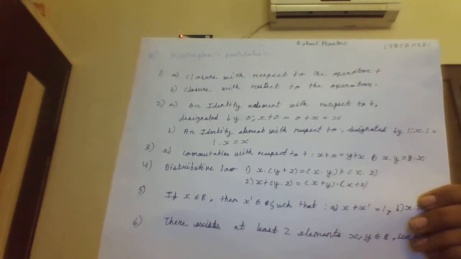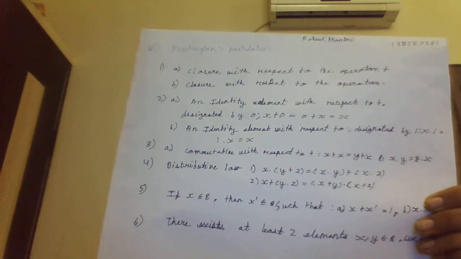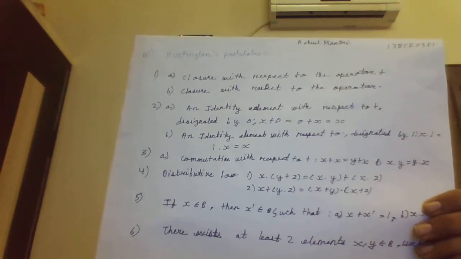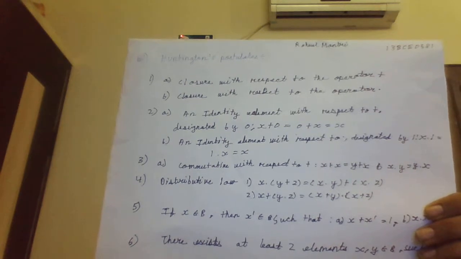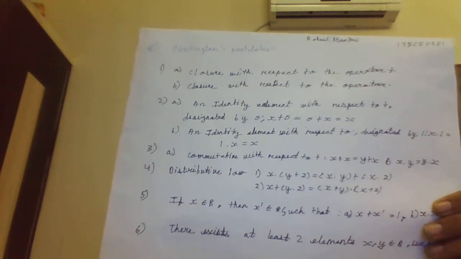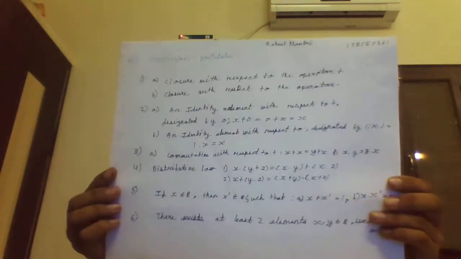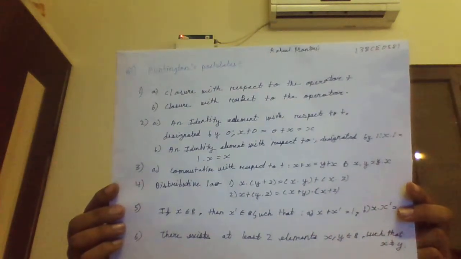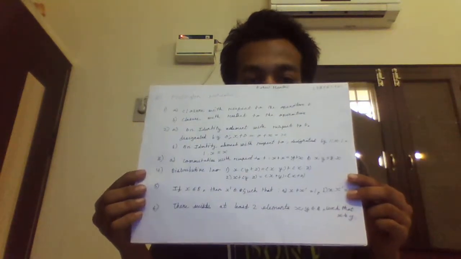So goes the commutative property and the distributive properties. And also, if there is an element x belonging to B, then there exists an element x dash belonging to B called the complement of the x. Also, x plus x dash will be equal to 1 and x into x dash will be equal to 0. So these are the six Huntington's postulates. Now, as to the second question.